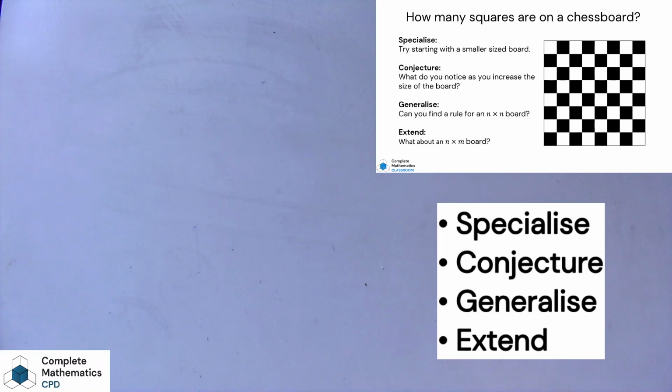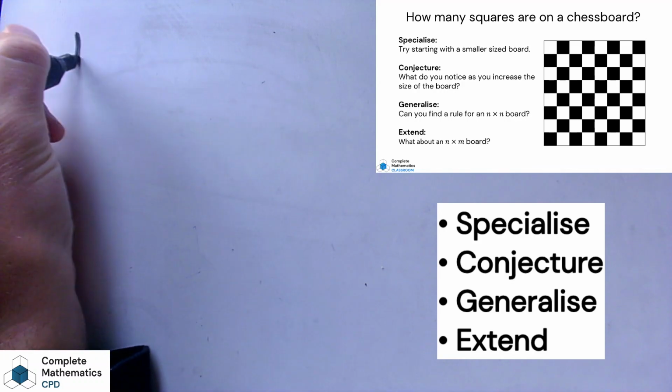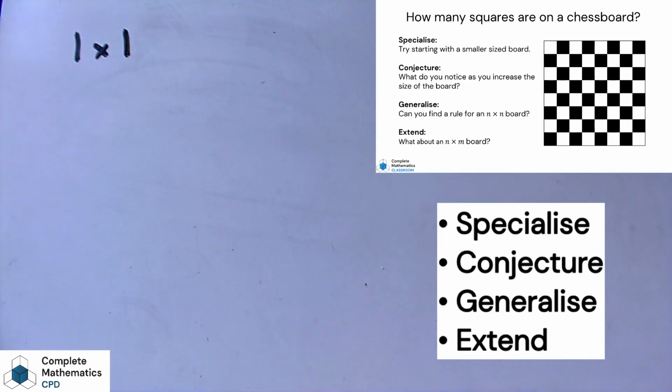Because when you're first faced with it, how many squares are on a chessboard, it's quite overwhelming on an 8x8 board to figure out how many squares there are. So we're kind of forced to specialise a little bit. So if we just go down to a 1x1 board, then it's pretty obvious there's only one little square.